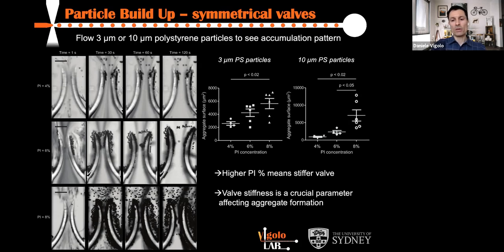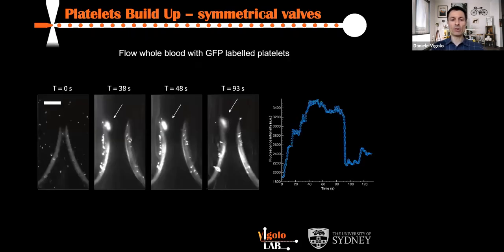Now, to understand the biology, we repeated the same experiment with whole blood, and in this case, we just fluorescently labeled platelets, but other than that, this is just regular blood from healthy individuals, and we saw essentially a very similar pattern.